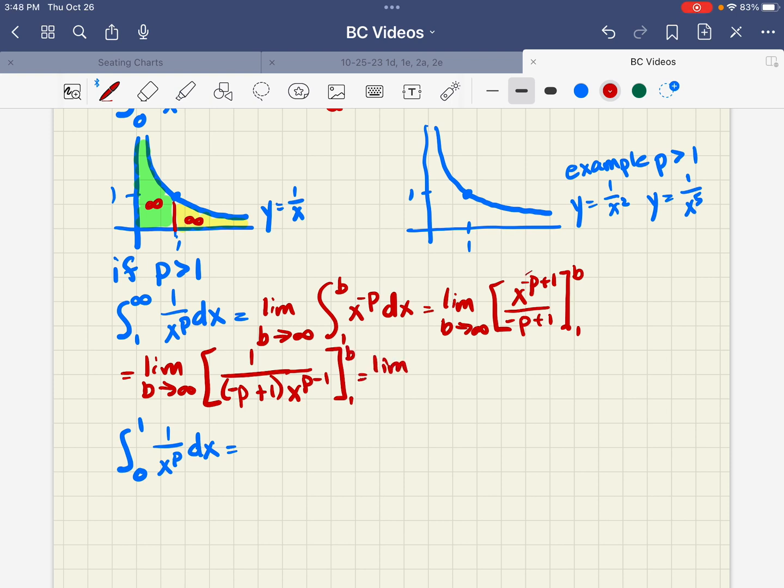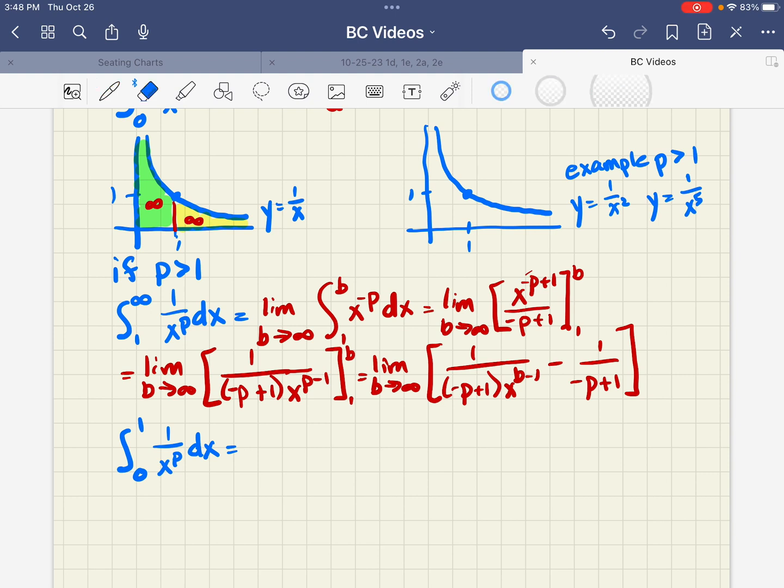So I just took the opposite of negative p plus 1 to put it in the bottom, which is p minus 1. b heads to infinity, 1 over negative p plus 1, x to the p minus 1, minus 1 over negative p plus 1. So I evaluated it at b minus the whole thing evaluated at 1. And remember, keep in mind what's going to infinity. b is going to infinity, right?